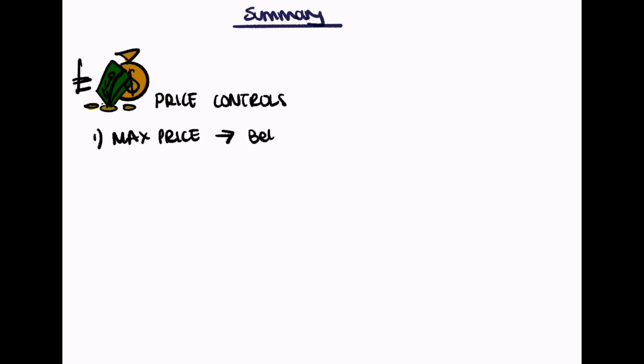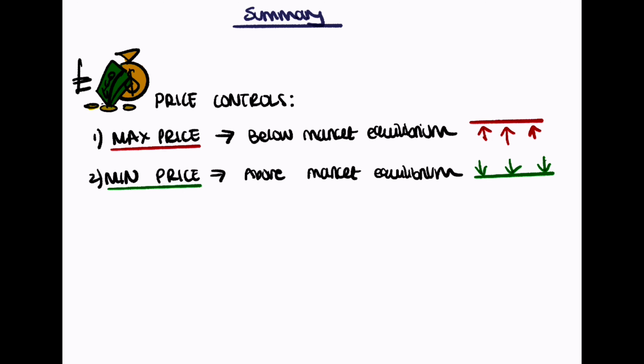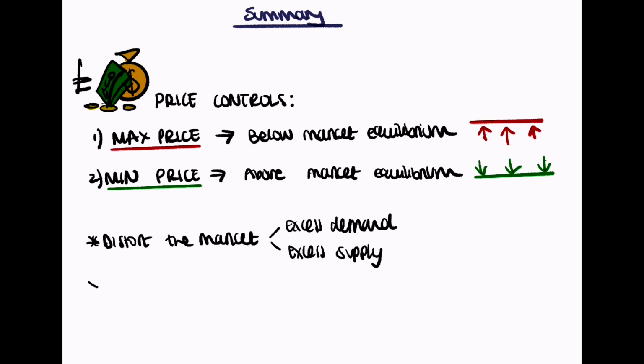Let's summarize. There are two forms of price controls, the first one being a maximum price which is set below the market equilibrium, and the second a minimum price which is set above the market equilibrium. And this distorts the market equilibrium in both cases, either causing excess demand or excess supply. Price controls may be beneficial in providing stability in markets in which prices are volatile.